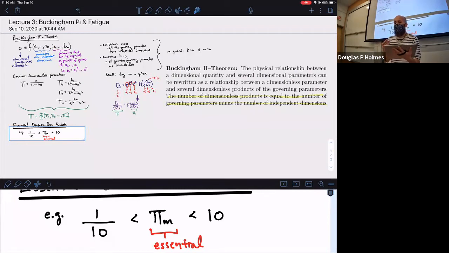And so in general, it's reasonable to assume that if your dimensionless parameter is small or large, it can be neglected.